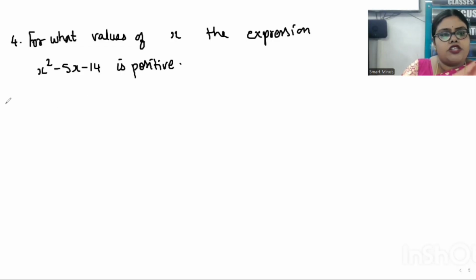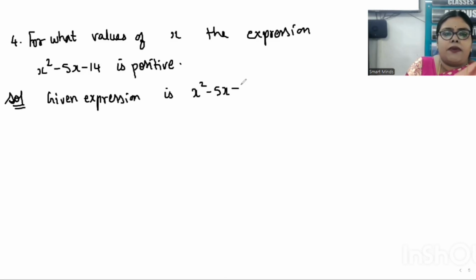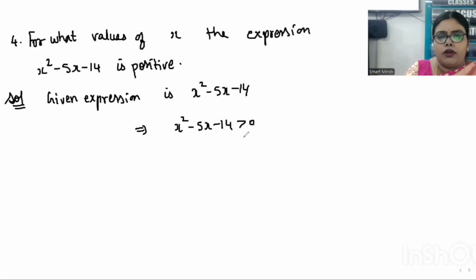So take the next question. For what values is this expression positive? First let us write the given expression. Given expression is x square minus 5x minus 14. Now we need to know when it is positive. Positive means greater than 0. Don't write greater than or equal to 0.